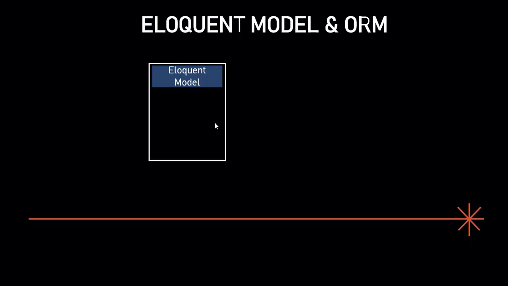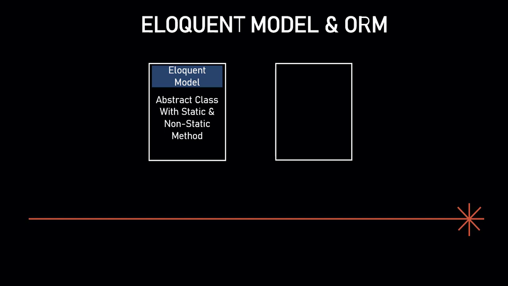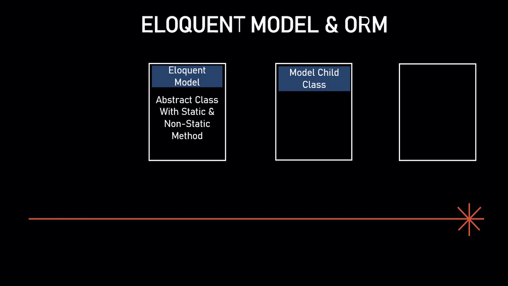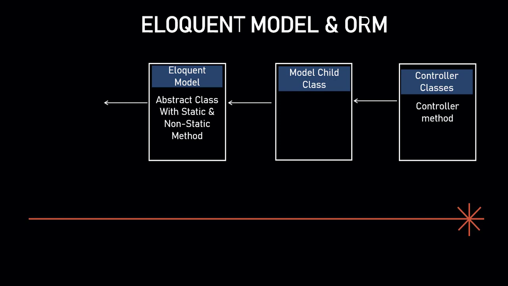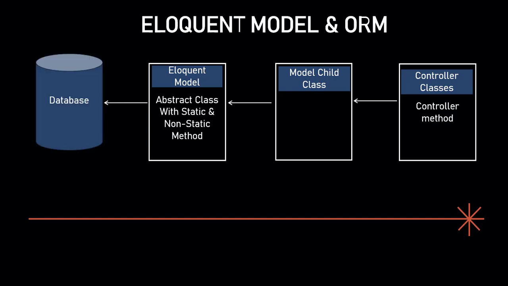The Eloquent model class is an abstract layer class. It contains static and non-static methods that are inherited by every child model class created by the user through the artisan commands, such as Tag, Category, User, or any other model. The child model class interacts with the controller class. When a controller method sends a request, the child model class uses the static and non-static methods of the Eloquent model class, according to the requirement, to perform database operations.